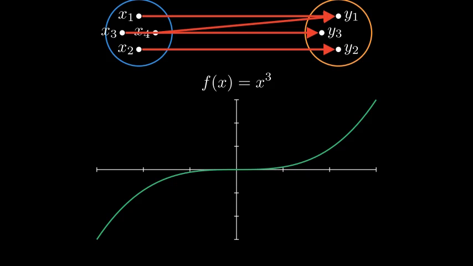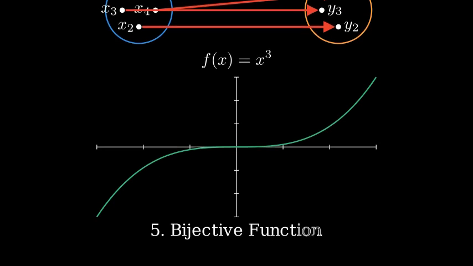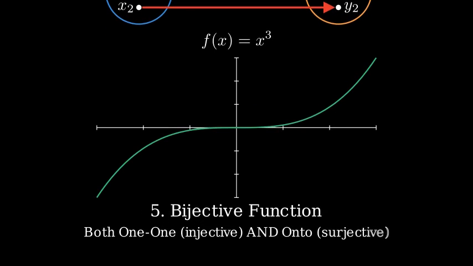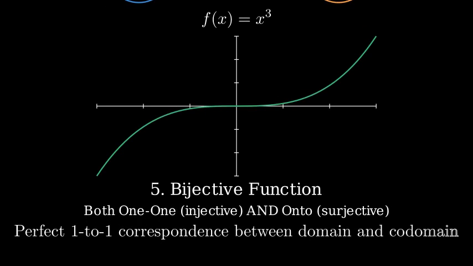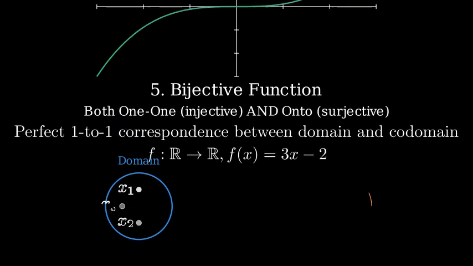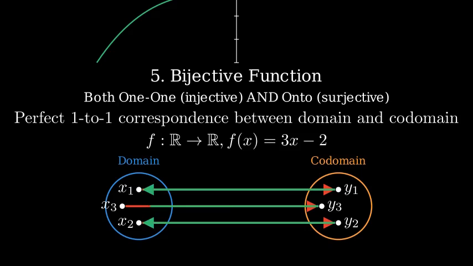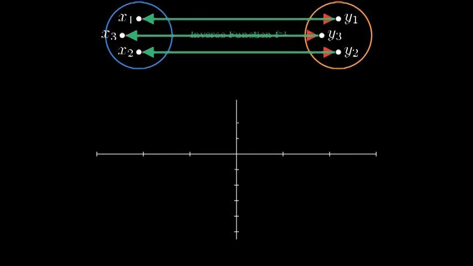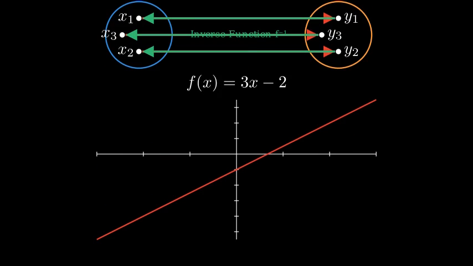Now, let's talk about bijective functions. A function is bijective if it is both one-one (injective) and onto (surjective). This means there's a perfect pairing between domain and codomain elements. A simple example of a bijective function is f(x) equals 3x minus 2. Let's visualize a bijective function. Notice that every element in the codomain has exactly one pre-image in the domain.